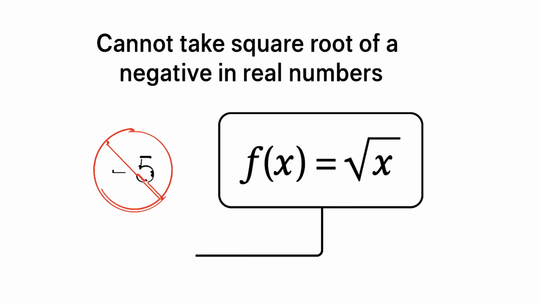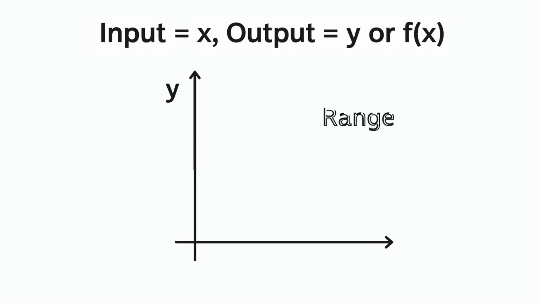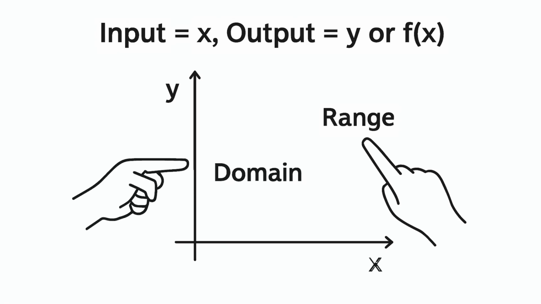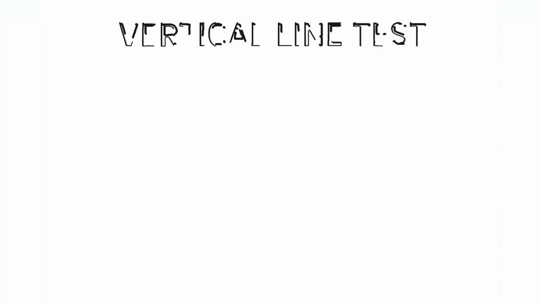Now let us connect this to graphs. On a graph, the horizontal axis shows the input, x. The vertical axis shows the output, often written as y, or f of x. Every point on the graph has coordinates, x, y. That means input x produces output y. If a value is not in the domain, you will not see any point above that x value. If a number is not in the range, you will not see any point at that height on the graph.